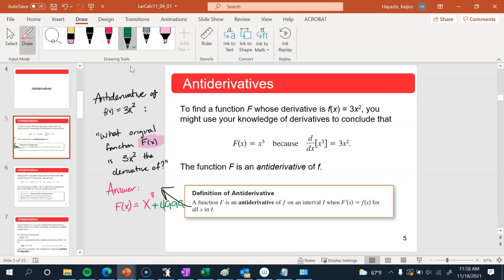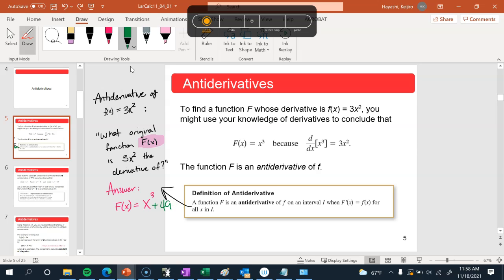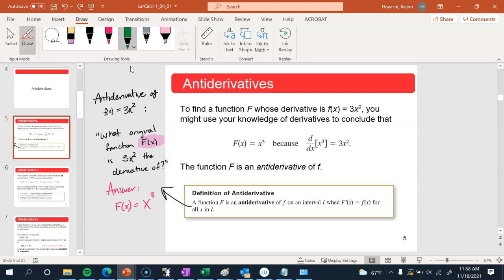So this answer that we came up with, an antiderivative being x cubed, it's not a unique answer, right? You can tack on any constant to the end of that, and that would also be an answer because the derivative of a constant is 0. So this answer is not unique. There's not one antiderivative. There are infinitely many.